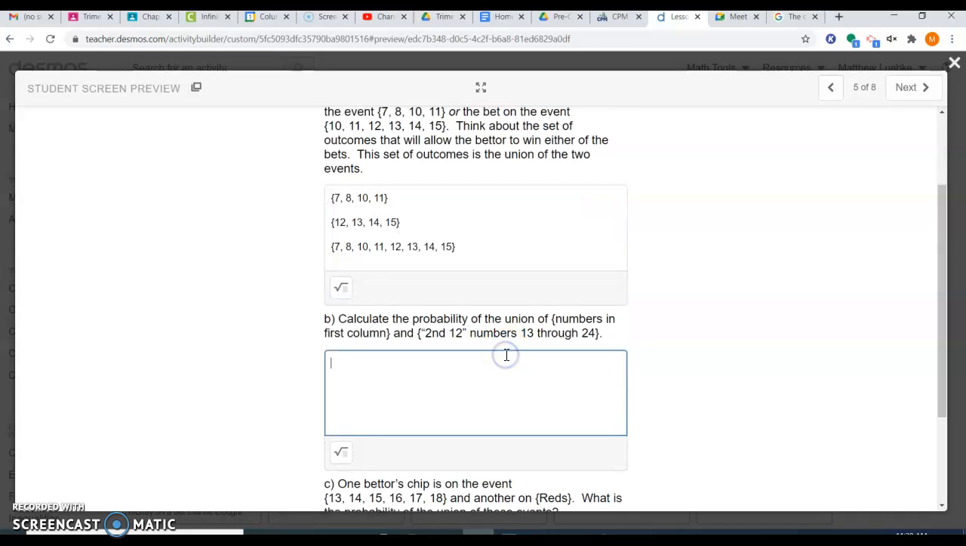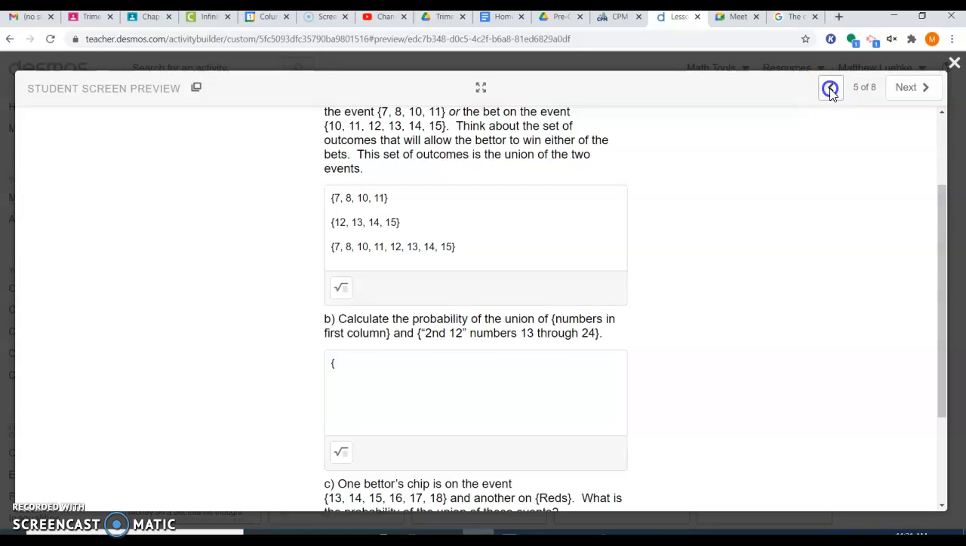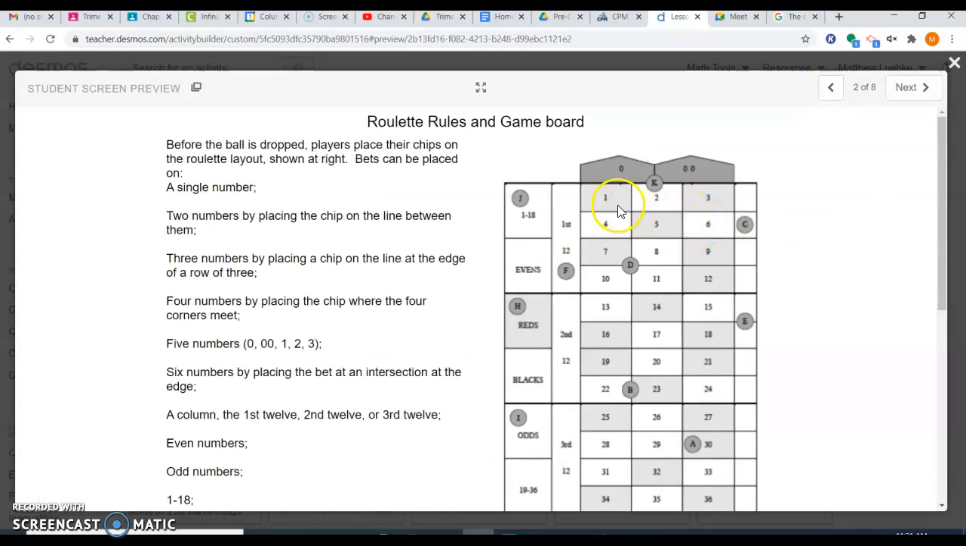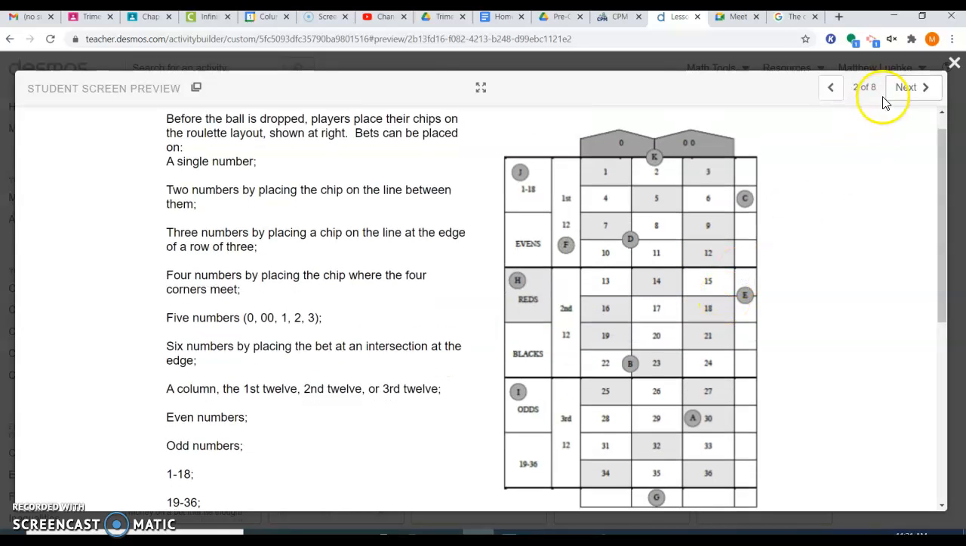Okay, so let's look at B here quickly. We say that we have the numbers in the first column and the second 12 numbers. I'm going to write out both subsets here. The numbers in the first column, let me hop back to the slide here, would be 1, 4, 7, 10, 13. It's just going up by 3 every time all the way to 34.